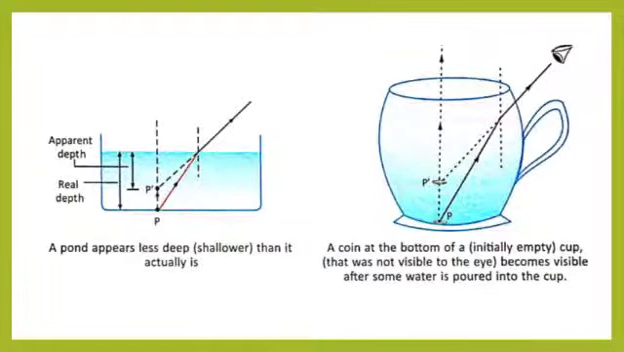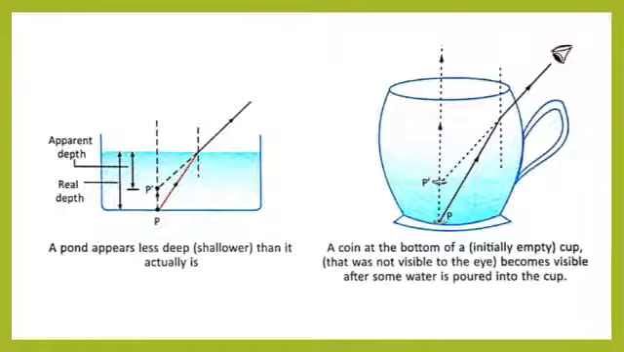Same is the case here. Again, these two cases are given in your book. The first case is a pond appears shallower, meaning less deep than it actually is. And the second case is a coin put in an empty cup, not visible before and becoming visible after some water is poured into the cup. You must be familiar with these two situations. You must have seen this in your swimming pool in your school also.